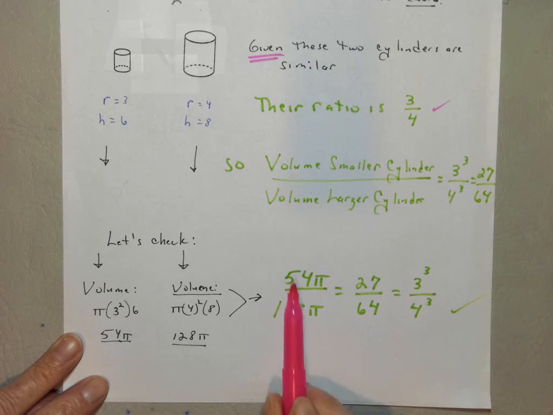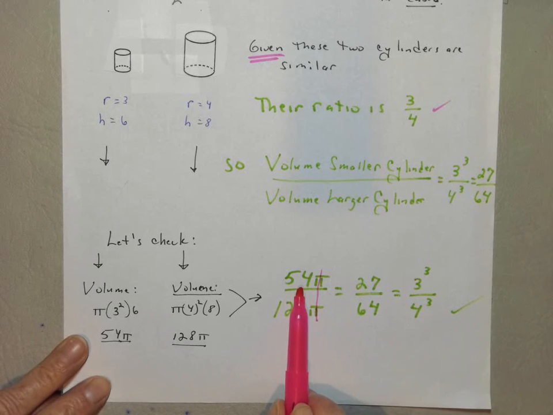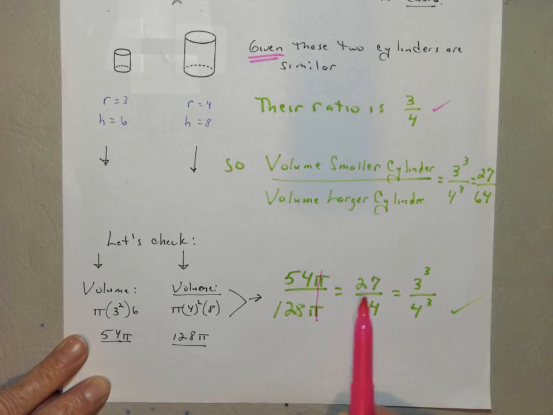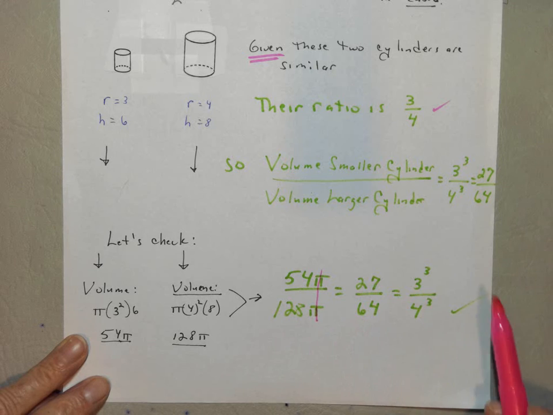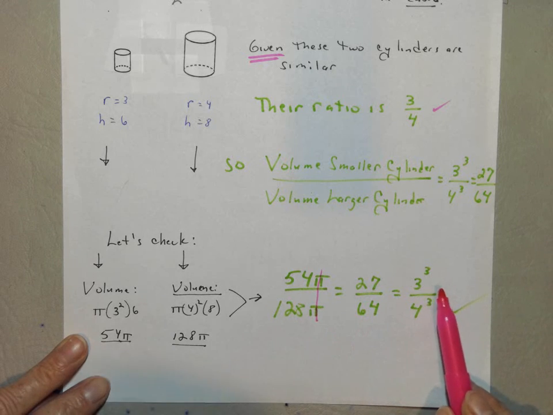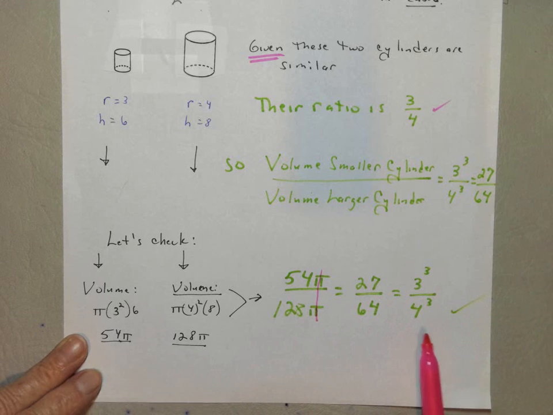If you reduce this, the pi's will cancel out. And if you take 54 and you divide it by 2, you get 27. If you take 128 and divide it by 2, you get 64. Well, isn't that 3 cubed over 4 cubed? Because 3 times 3 times 3 is 27, and 4 times 4 times 4 is 64. And so we have it, folks.